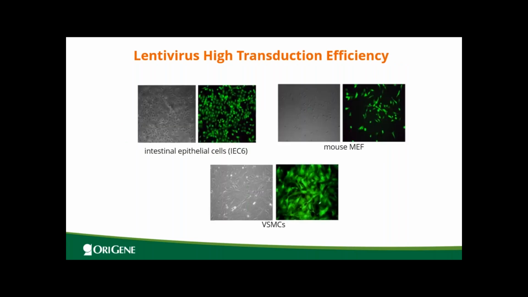So this is to show you the transfection efficiency with the lentivirus. GFP lentivirus was used to transduce those hard to transfect cells like epithelial cells, mast cells, and smooth muscle cells. We can see almost 100% of the cells are green, which means they are transduced by the virus. So it's a very high transfection efficiency.